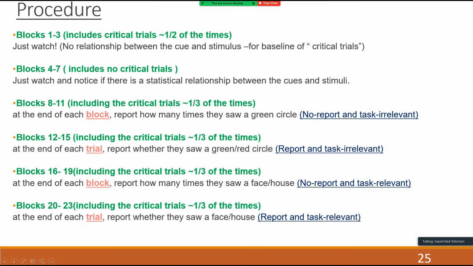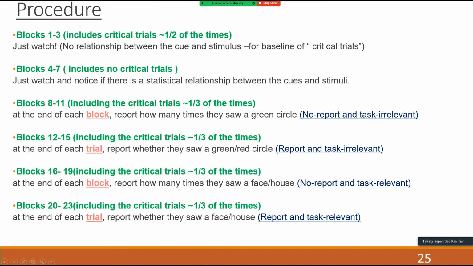In the first 3 blocks, I will just tell participants to watch. Just life is beautiful, enjoy your life. I need their baseline for when they're looking at the critical trials, which would be those that are ambiguous. There would be no relationship between the color circle and the critical trials. I just want to see their baseline brain reaction to the critical trial itself, without any relationship with anything. After that, I'm going to have them watch and notice if there is any statistical relationship between the cues and stimuli.